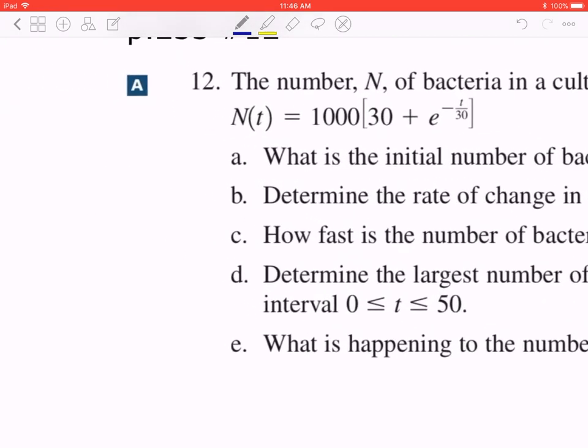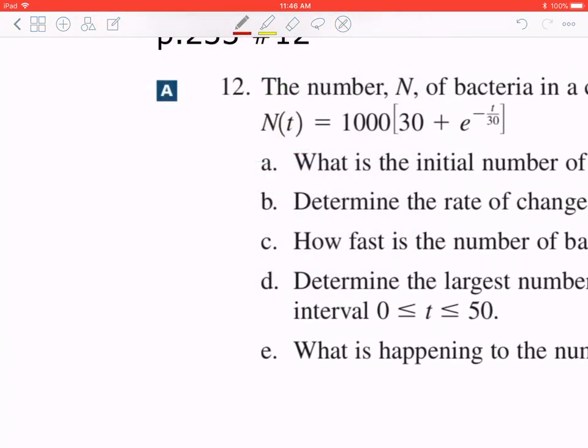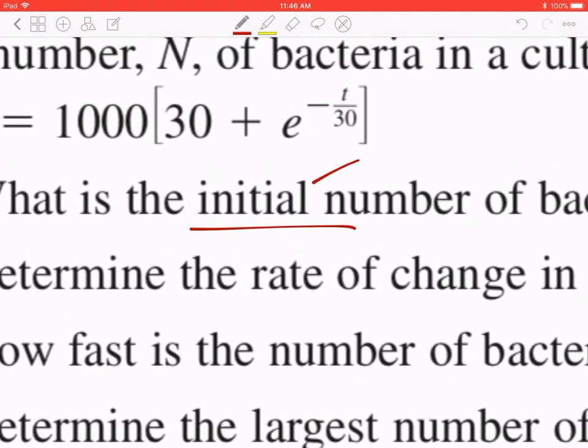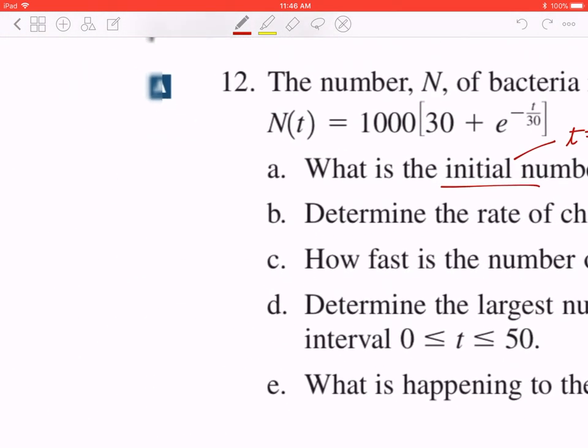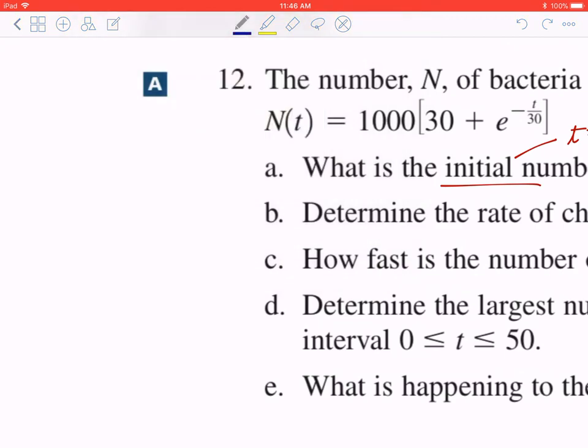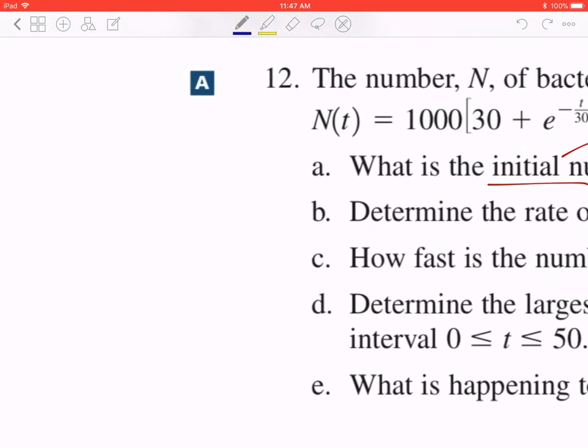So again, you have to know how to translate this from words into math. Initial means at the beginning. So this tells you what happens when time is 0. Initial, when time is 0. So I'll write this on the side for you. So for part A, this means you're looking for n of 0.